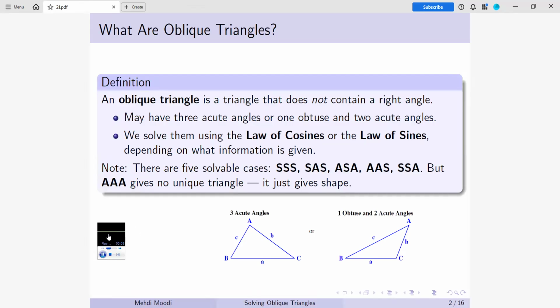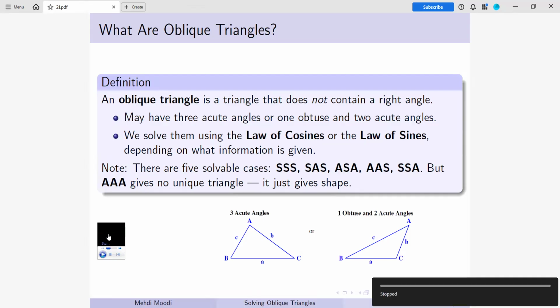The word oblique means slanted or indirect, which feels about right for these triangles. They don't have a clear right angle, they don't follow the nice Pythagorean rule, and honestly, they make us work harder. It's like the triangle equivalent of someone answering a yes or no question with a poem. Beautiful, but slightly annoying.